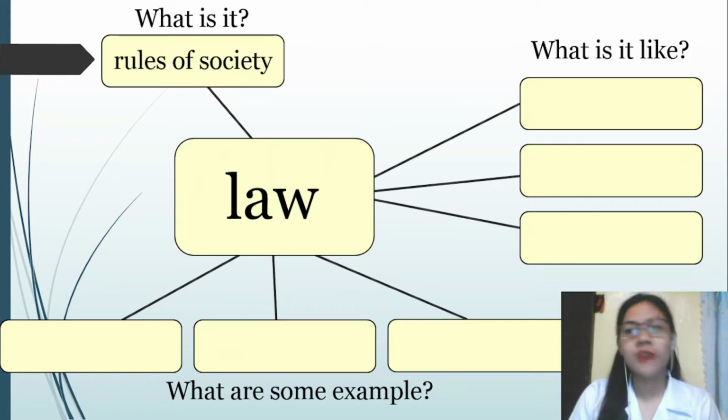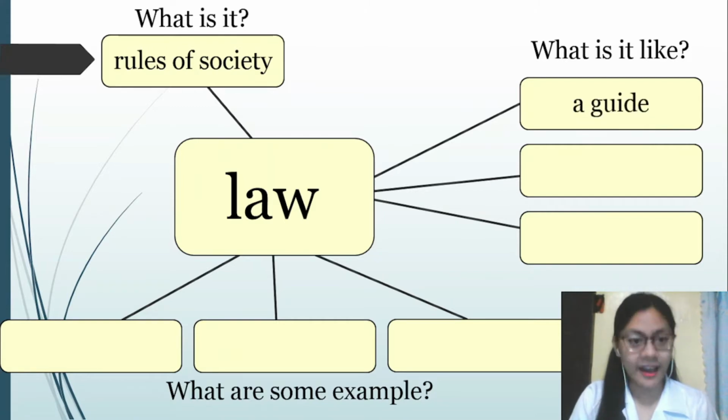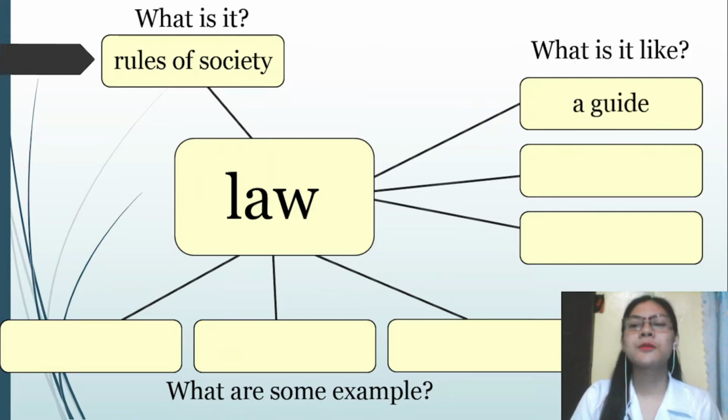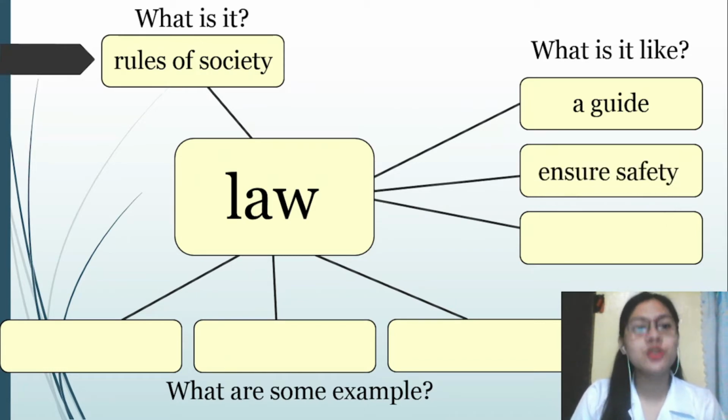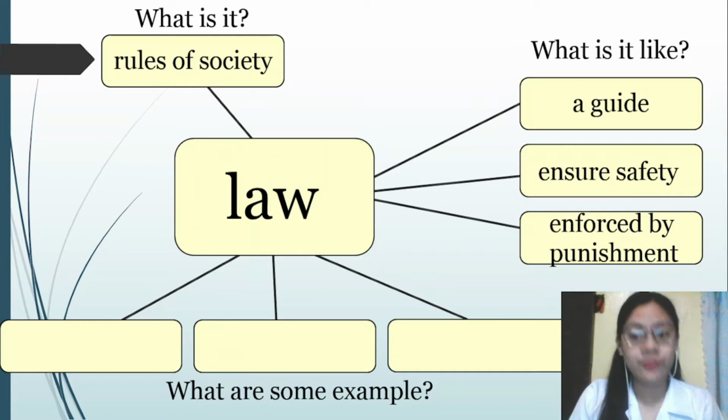Now, I want you to answer, what is it like? Okay, someone answered it is a guide. Anyone else? And someone answered it ensures our safety. That is good, thank you. And for the last one, what is the law like? Okay, someone answered enforced by punishment. Okay, that's good job answering what is it like.